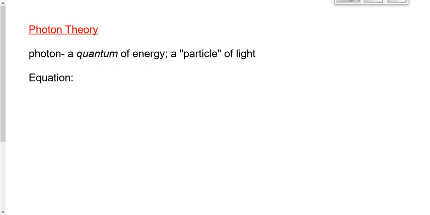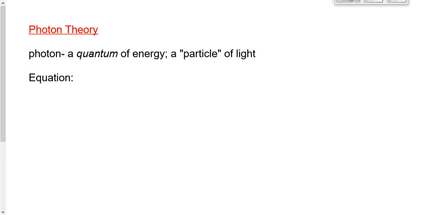made. It was observed that the type of light affected the emission of electrons, not the amount of light. Classical theory would predict the amount of light would affect the emission of electrons, but that didn't agree with the observations that were made. Now we enter Einstein, 1905. Einstein came up with this theory that we call photon theory.